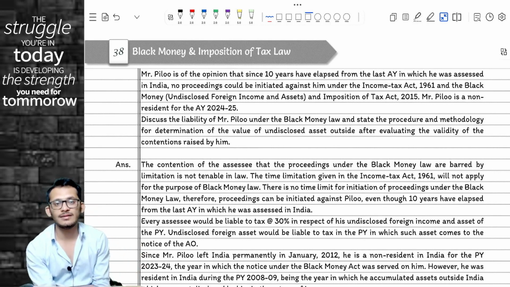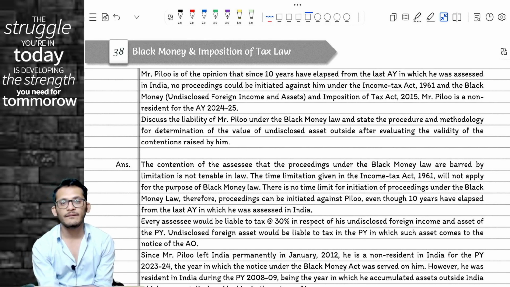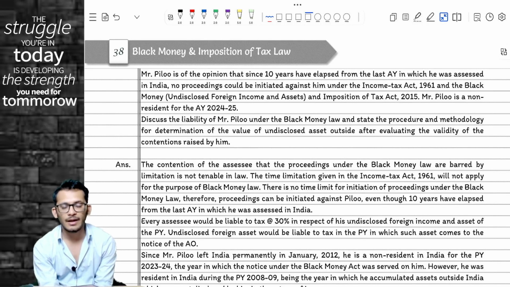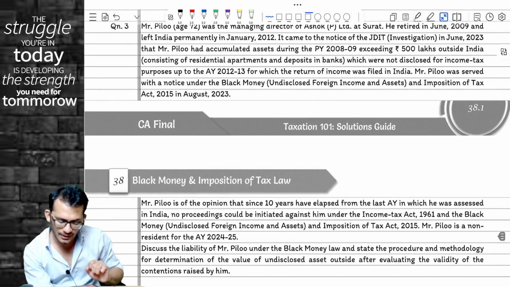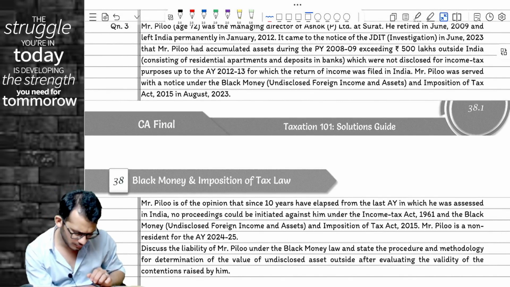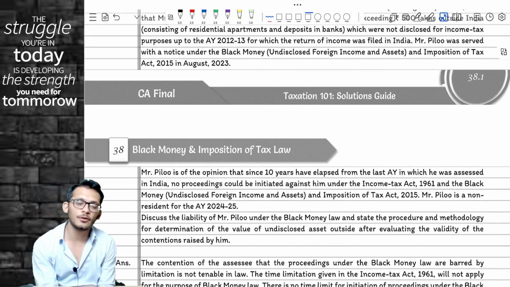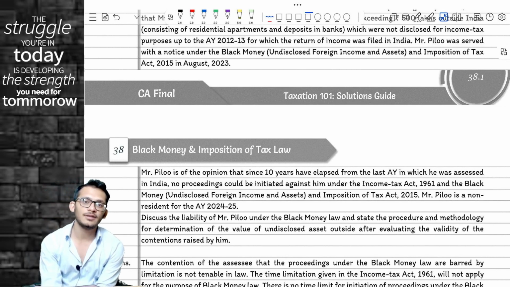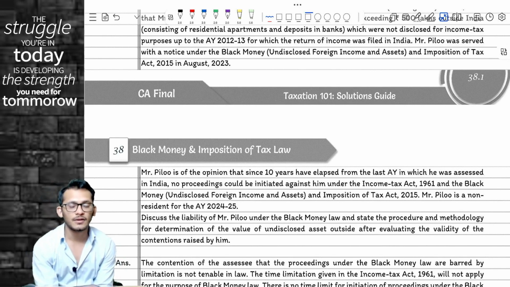If you recall the charging section, it says that the undisclosed asset will be taxable in the previous year in which it comes to the notice of the assessing officer. In this case, it came to the notice in the year 2023. Therefore, it will continue to be taxable in this previous year, and therefore the contentions of Mr. Pillu are invalid. Furthermore, since Mr.